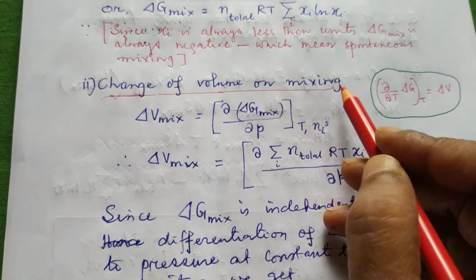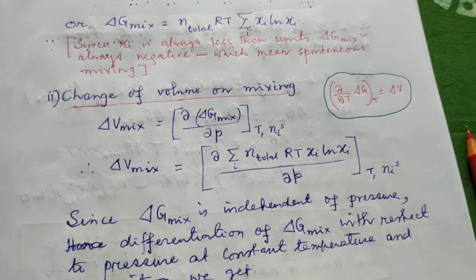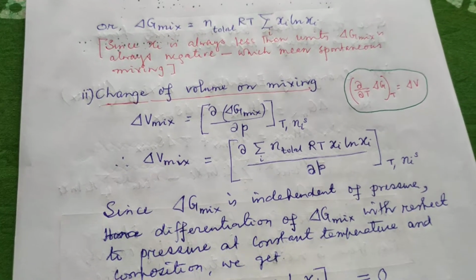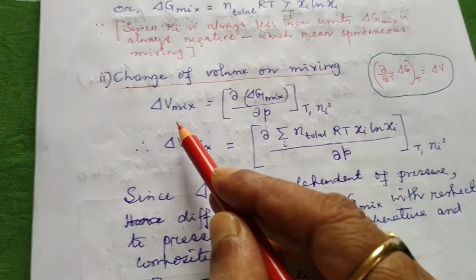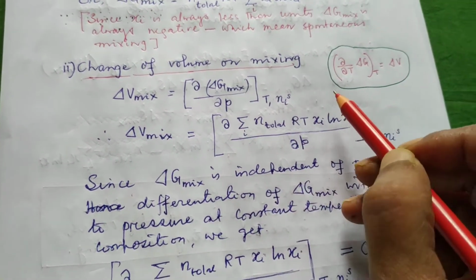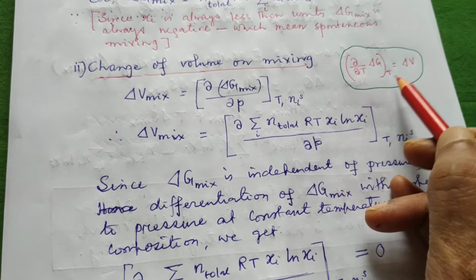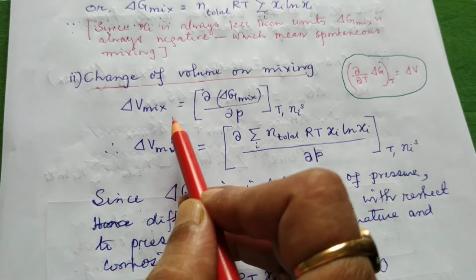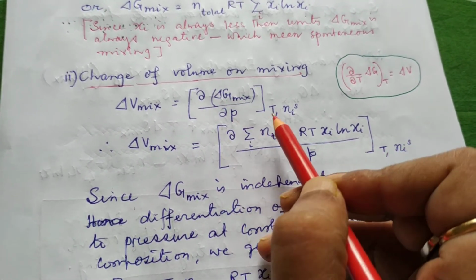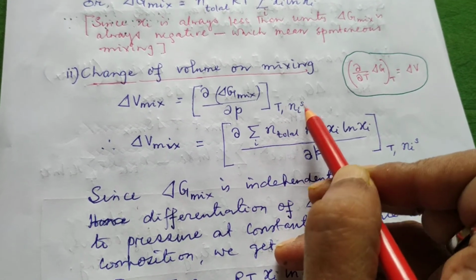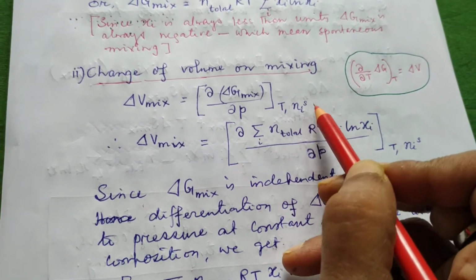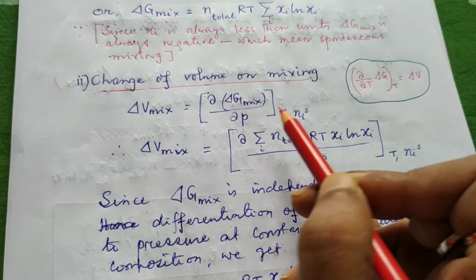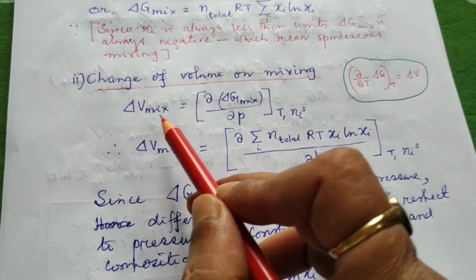Now, the change of volume on mixing. What will be the change of volume on mixing? That is, we will find the value of ΔV mix. Now we know (∂G/∂P) at constant T equals V. So ΔV mix equals (∂ΔG mix/∂P) at constant T and constant composition, where ni stands for the number of moles of the constituents. So this is composition. At constant temperature and composition, ∂ΔG mix/∂P gives ΔV mix.